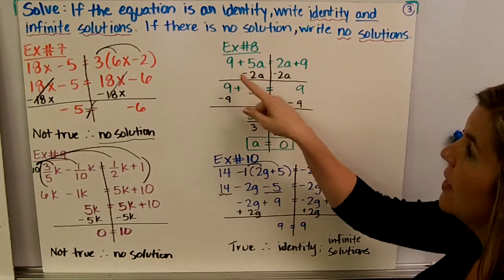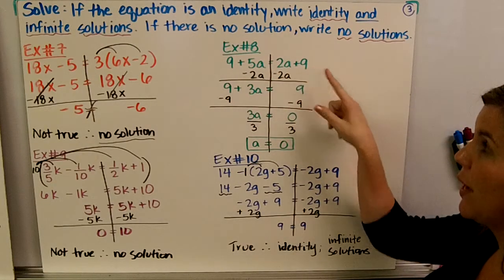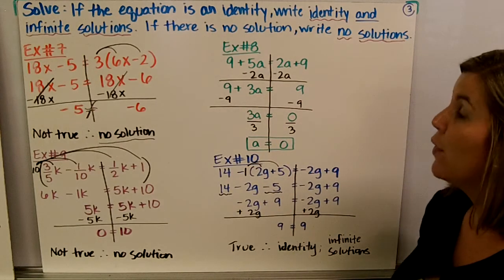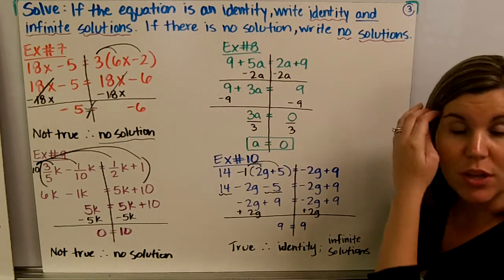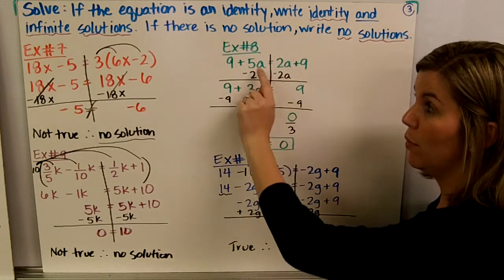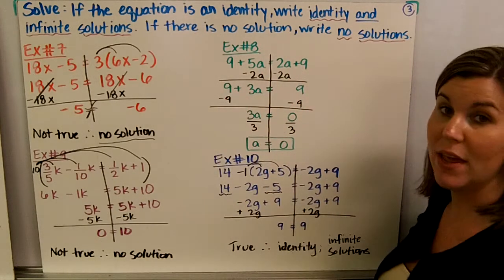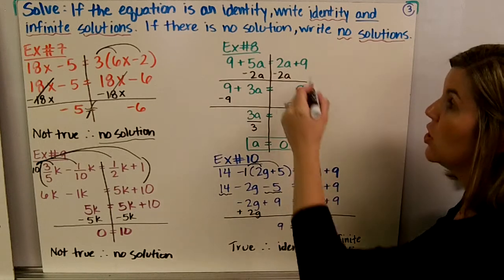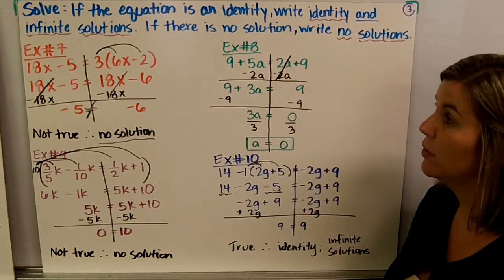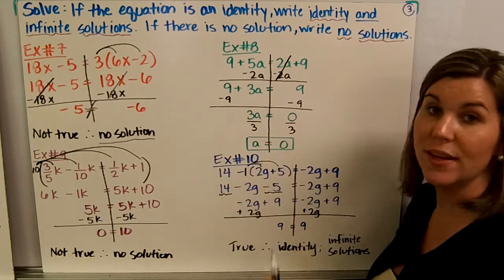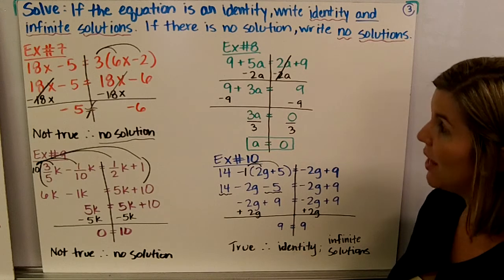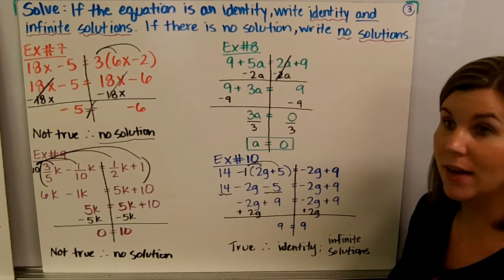Example 8. 9 plus 5a equals 2a plus 9. I don't have to distribute, I don't have any fractions, but I do have variables on both sides of the equation. So I'm going to subtract 2a from both sides. So I'm moving all the a's to the left. 2a minus 2a, those cancel. The 9 comes down. 5a minus 2a is 3a. This 9 comes down. So I have 9 plus 3a equals 9.